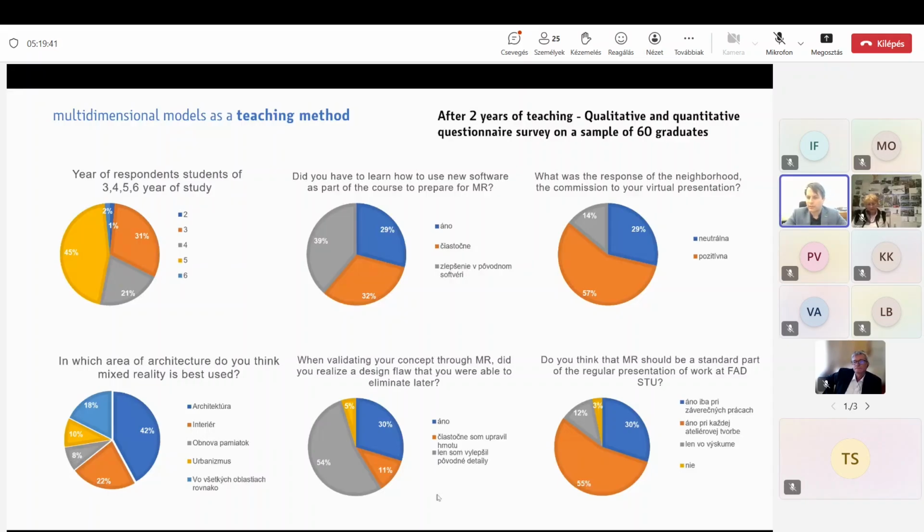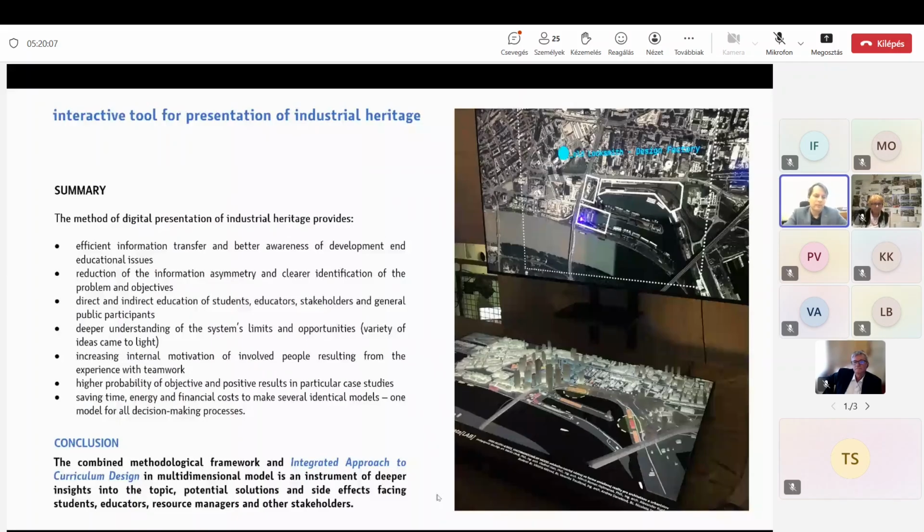So we are trying to develop it further, and to use mixed reality and digital technologies not only for presenting urbanism, but also for presenting former industrial heritage in interiors and in smaller scales. So if I would conclude this part of the presentation, the method of digital presentation of industrial heritage provides efficient information transfer and better awareness of development and educational issues.